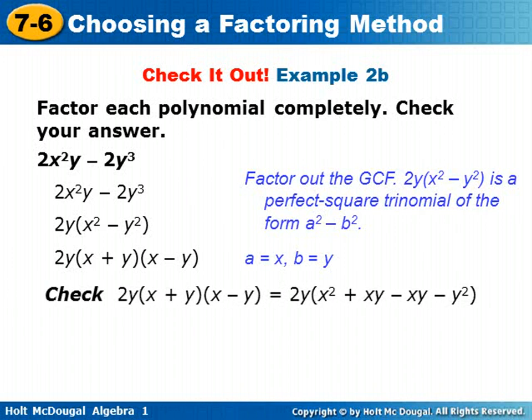To check your answer, you would multiply back together, and you would get 2y still on the outside of the parentheses, and then x squared plus xy minus xy minus y squared. And then you multiply in the 2y, and you get 2x squared y plus 2xy squared minus 2xy squared minus 2y to the third. And that leaves you with 2x squared y minus 2y to the third, which is the original polynomial, so you know you factored correctly.